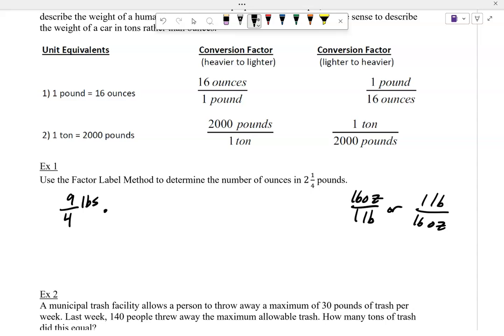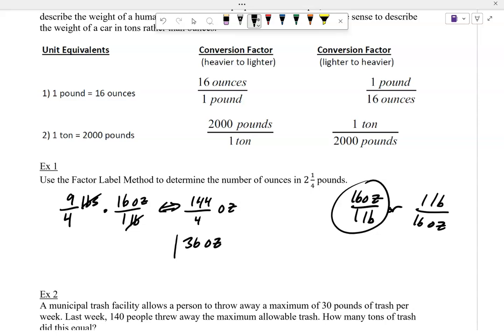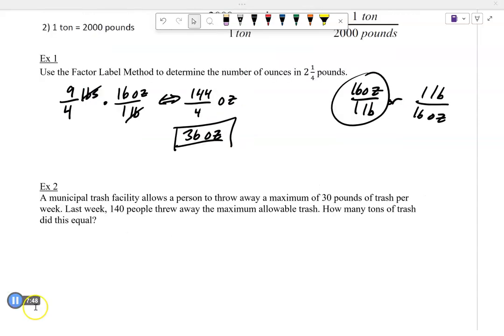Well, I want the pounds to be on the bottom. So I'm going to use that first one, times 16 ounces per pound. See how my pounds cancel? Now I'm in ounces. So I'm going to go 9 times 16. I get 144. 4 times 1 is 4, and I'm in ounces. So it looks like this ends up being 36 ounces. Let's look at another one.